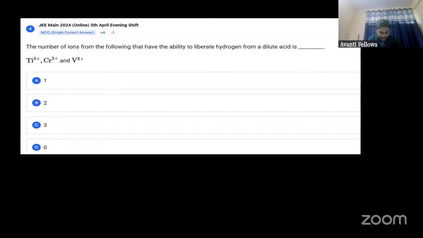Now, we all know the electrode potential for hydrogen, right? H2, 2H plus, how much is it? That is 0.00 volt. So hydrogen's value is 0 volt. Whenever you go from H plus to H2, reduction happens, so the value is 0.00 volt. Now any metal ion with a negative standard reduction potential compared to hydrogen has the ability to liberate hydrogen gas from the dilute acid, right? Because they are more likely to donate electrons to H plus found in acid.